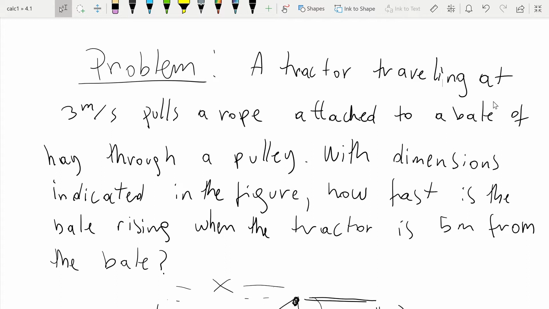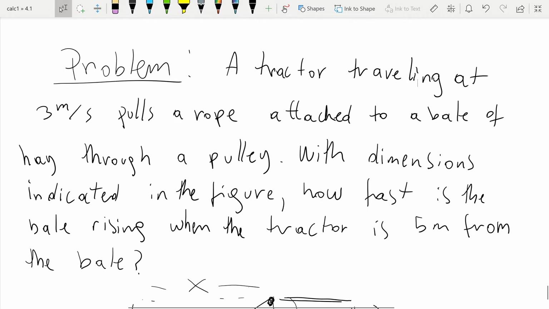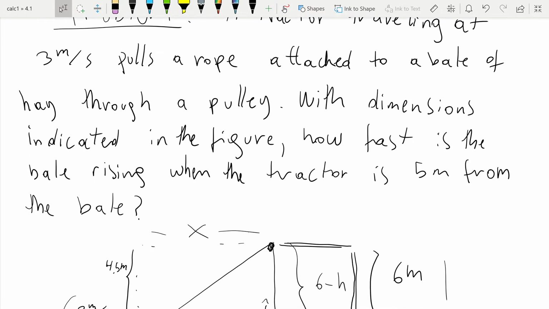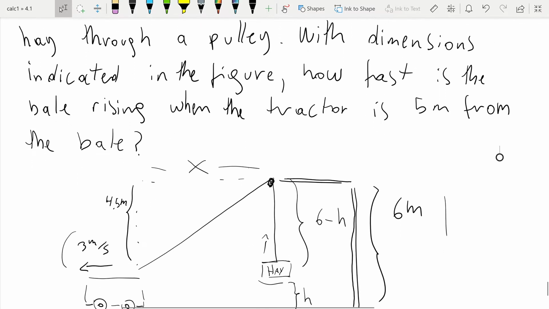The next problem is a problem about related rates. This is part of the review for the second midterm. A tractor traveling at 3 meters per second pulls a rope attached to a bale of hay through a pulley with dimensions indicated in the figure below. The question is, how fast is the bale rising when the tractor is 5 meters from the bale?